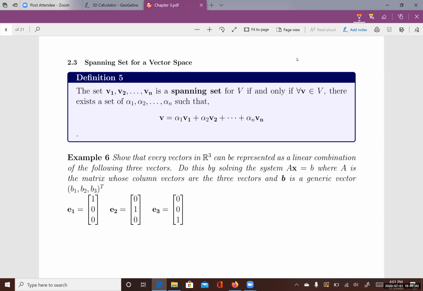This lecture talks about the spanning set for a vector space. So if you have a vector space, let's say V, and you're wondering what set of vectors you can use in order to describe the whole entire subspace, that means you need to come up with a set of vectors, so that all the linear combinations of those vectors will describe the entire vector space.